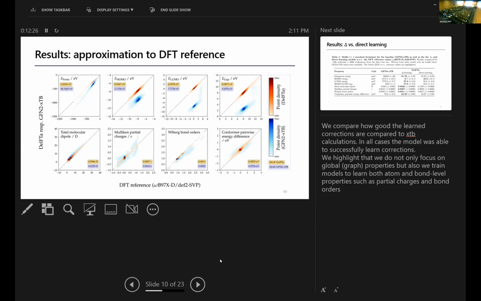One of the things that we did, again, is to check whether this sort of pipeline worked, right? And so we checked this for many of the observables that we have for these two levels of theory, for formation energies, HOMO, LUMO, their gap, total molecular dipole, but we also focus on non-global molecular properties. So we also provide things like Mulliken partial charges, bond orders, and as I previously mentioned, we also measure relative energies. And we see that in most cases, the approach seems to work significantly better than XDB, no surprise.